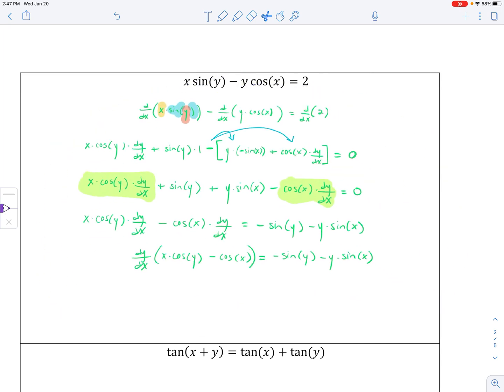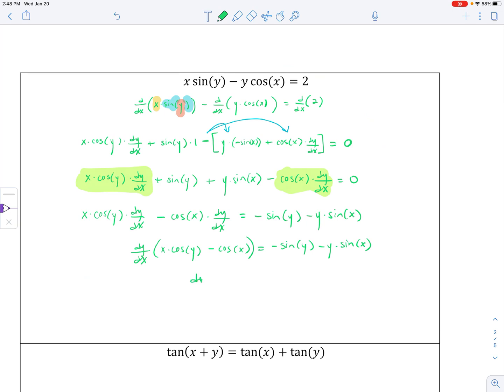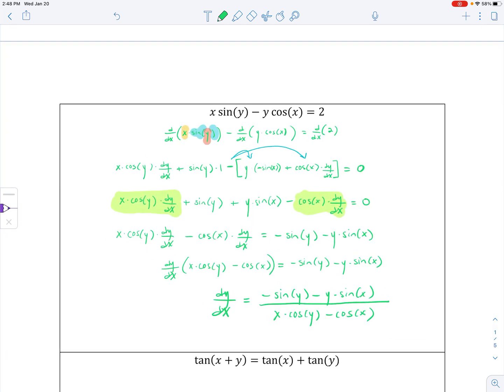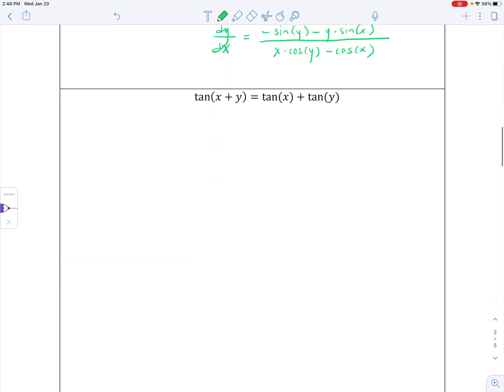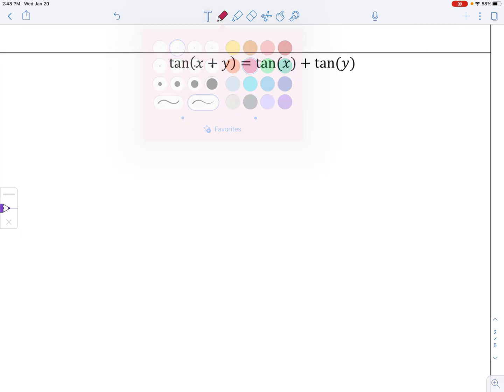And now we're ready to finish isolating dy over dx. Let me just shrink this a little bit so that everything fits nicely in the box I have. So dy over dx, the derivative of y with respect to x, is negative sine of y minus y times sine of x, divided by x times cosine of y minus cosine of x. And now the last example that I have.